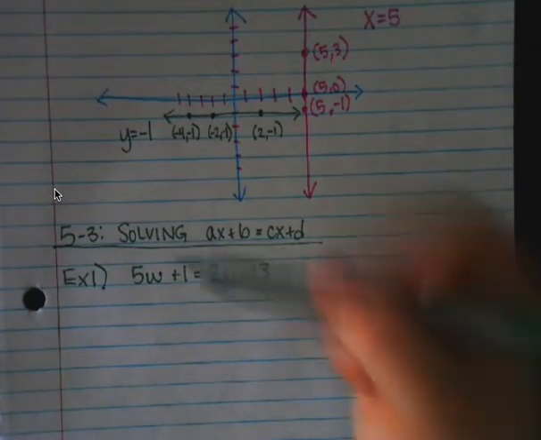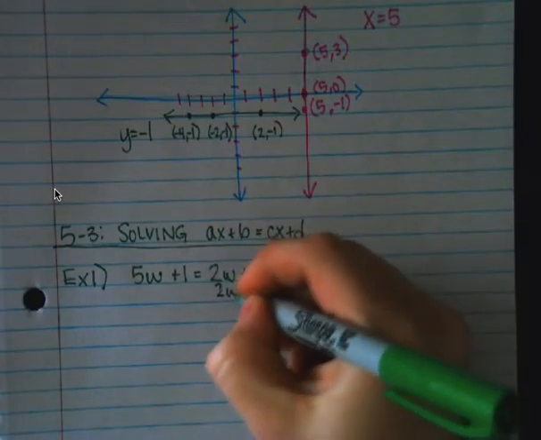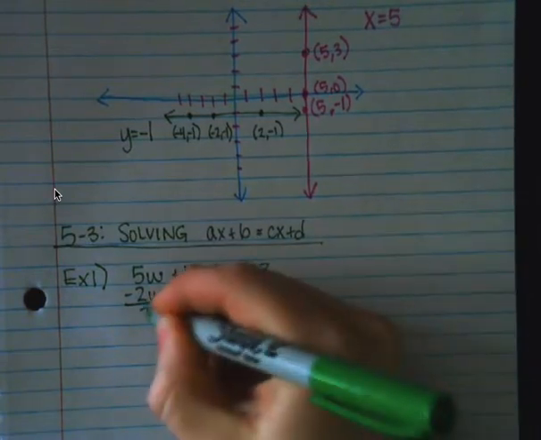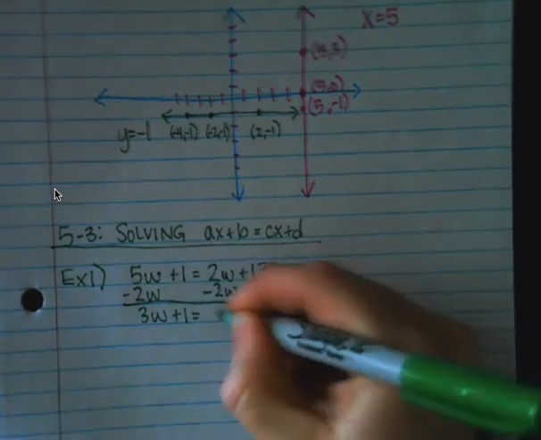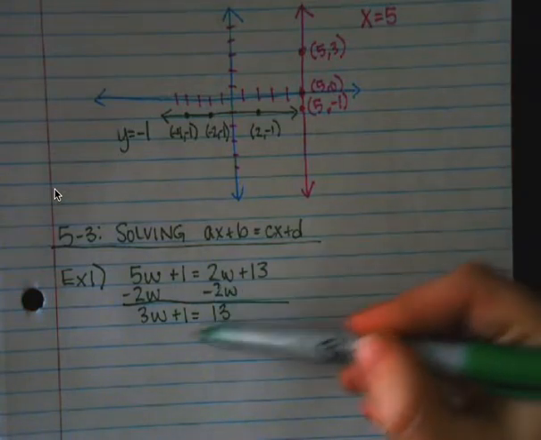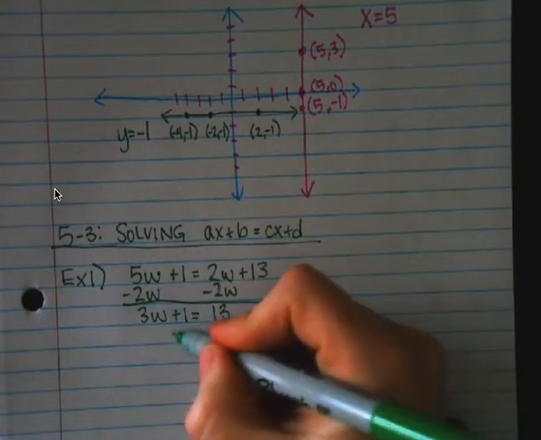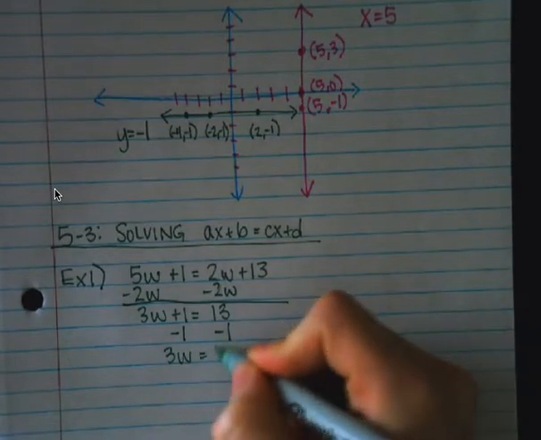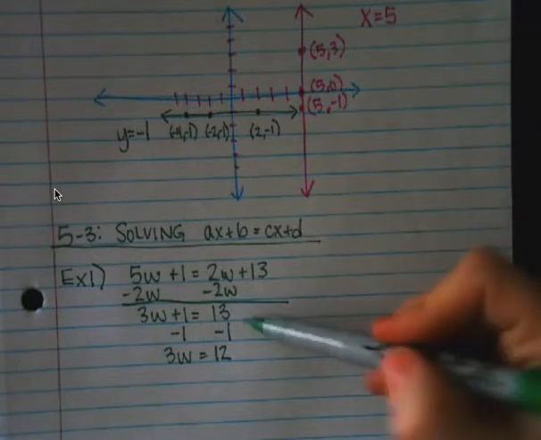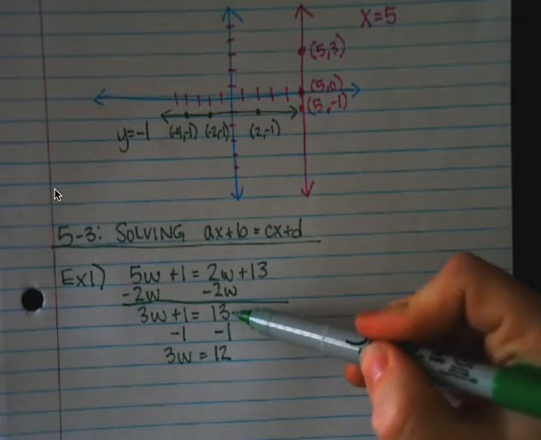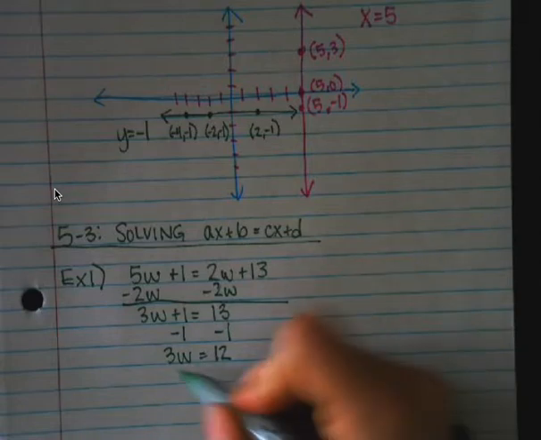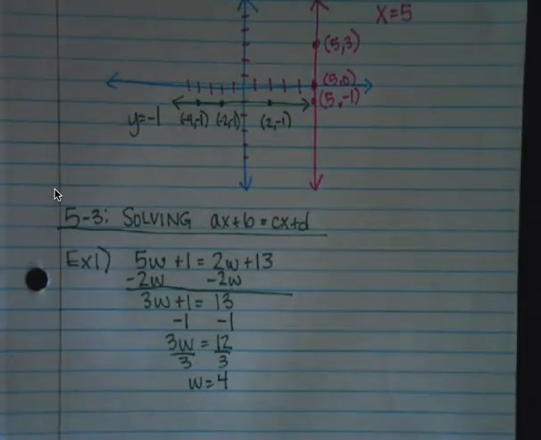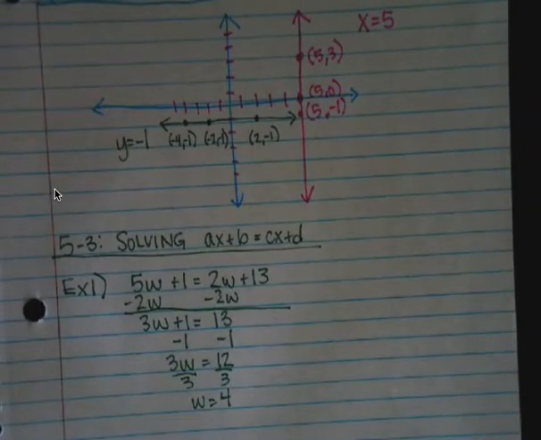So if this was me, I would subtract 2w, get 3w plus 1 equals 13. Since all of my w's ended up on the left, I then need to take my numbers to the right. And then after that first step, this looks like any other equation that we've done so far this year. And then you can just go ahead and finish that, like so. Okay? And that's all there is to it.